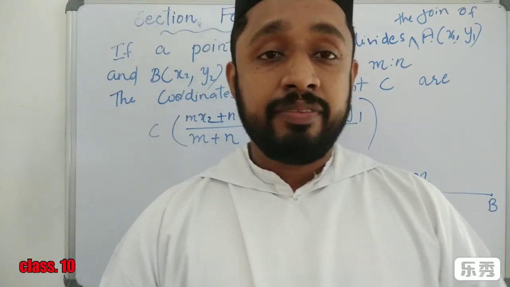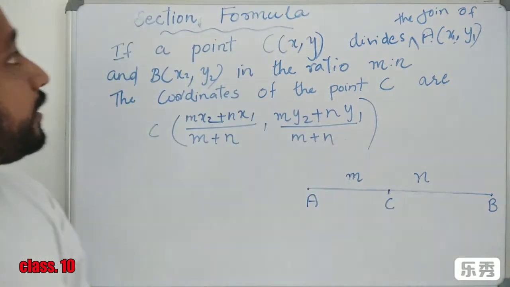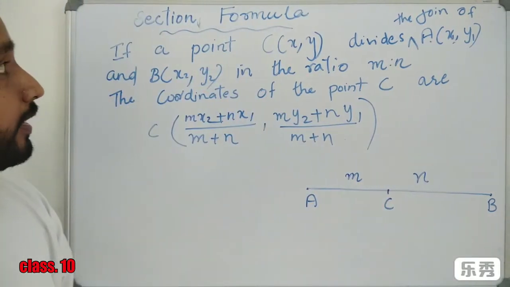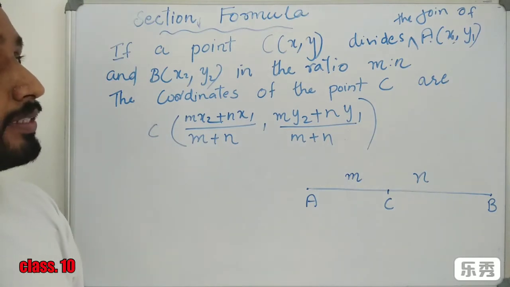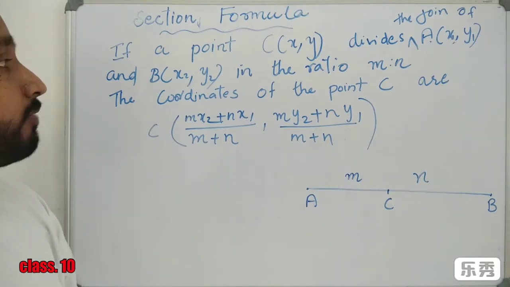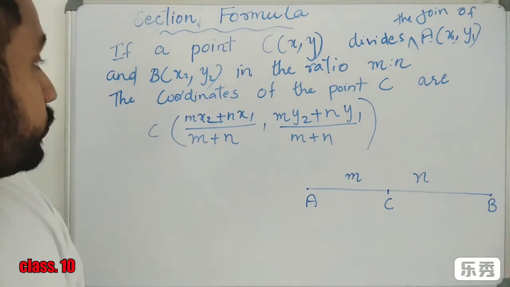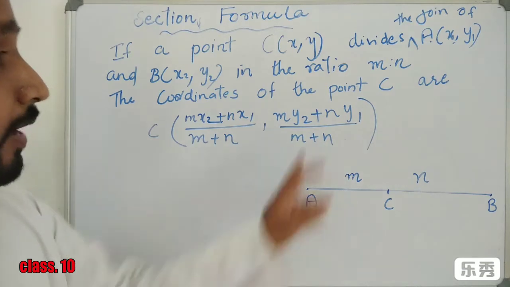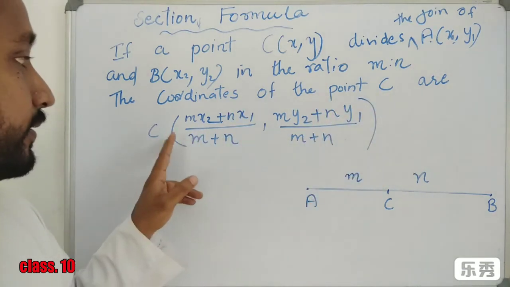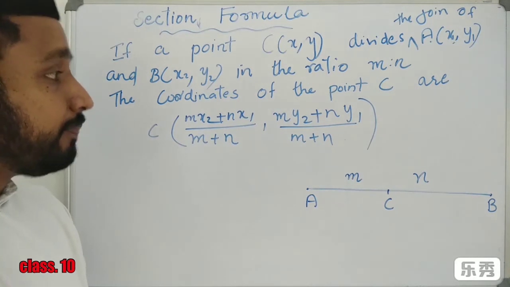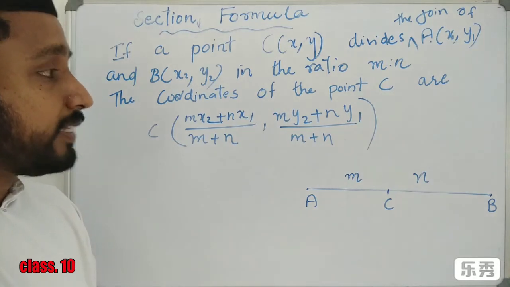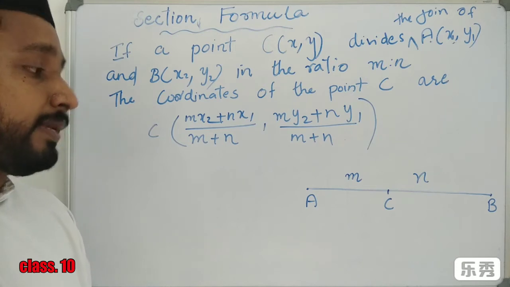In this section, we will study a new topic, the section formula. If a point C(x, y) divides the join of A(x1, y1) and B(x2, y2) in the ratio m:n, the coordinates of the point C are ((m x2 + n x1) / (m + n), (m y2 + n y1) / (m + n)).